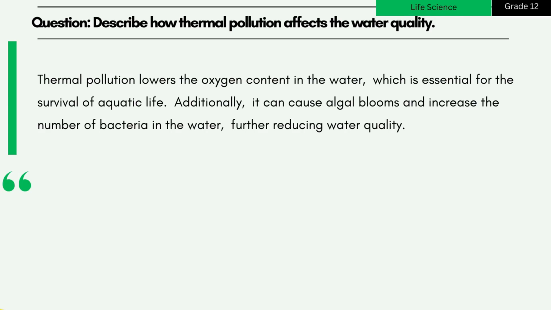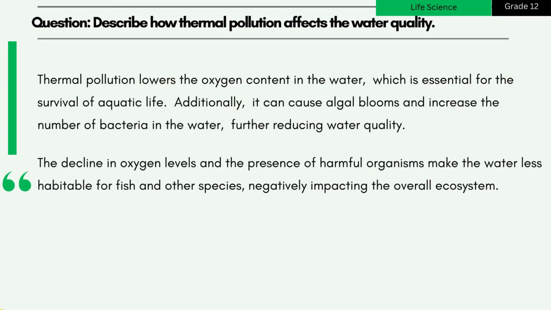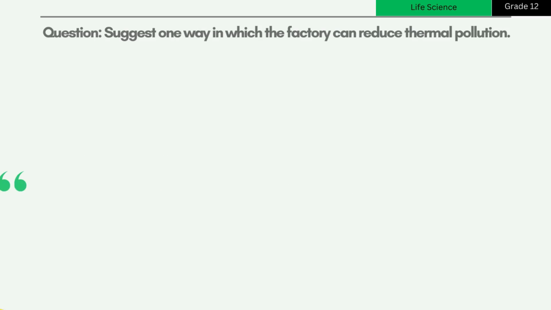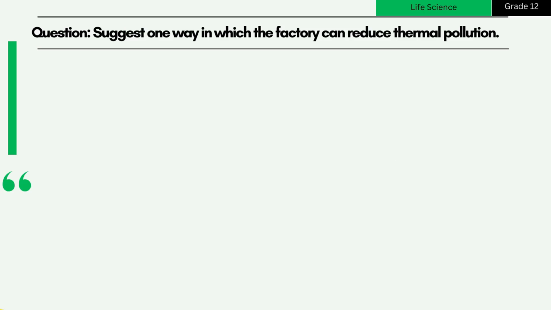Thermal pollution lowers the oxygen content in the water, which is essential for the survival of aquatic life. Additionally, it can cause algal blooms and increase the number of bacteria in the water, further reducing water quality. The decline in oxygen levels and the presence of harmful organisms make the water less habitable for fish and other species, negatively impacting the overall ecosystem. Question: suggest one way in which the factory can reduce thermal pollution.